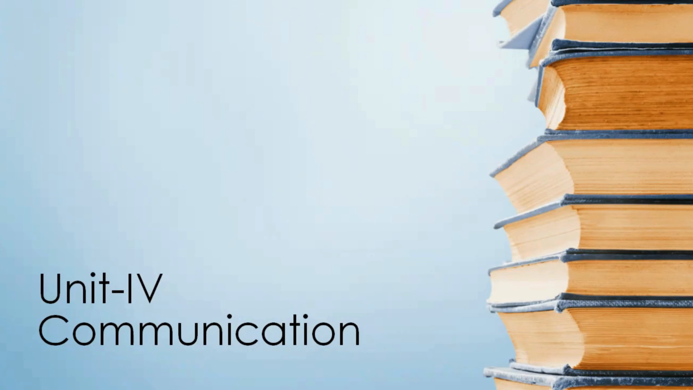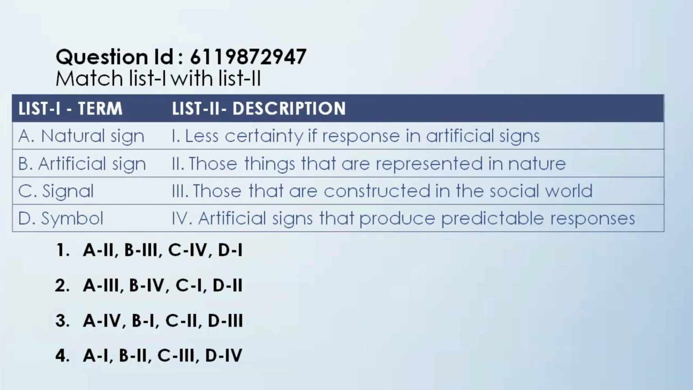So the next question in communication is match the following, where you have to match the term with the description. The terms are natural sign, artificial sign, signal, and symbol. And the descriptions are less certainty of response in artificial sign, those things that are represented in nature, those that are constructed in the social world, artificial signs that produce predictable responses.